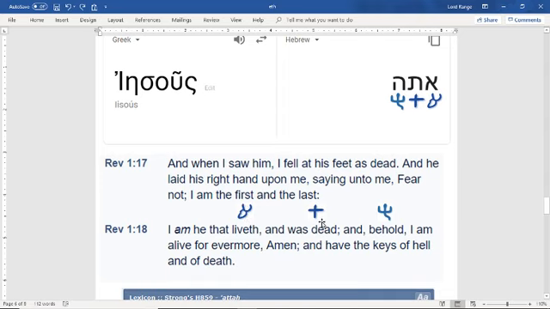You have that Aleph and the Taz, which in ancient Hebrew is El crucified. This is Christ again saying, I'm the first and the last. When you get to verse 18, it says, I am he that liveth. He's El. And was dead. How did he die? He was crucified. And behold, I am alive forevermore.